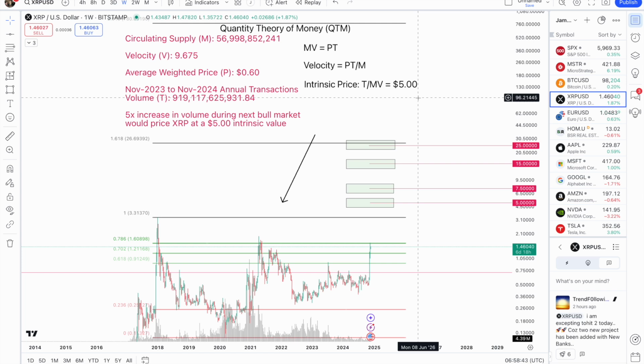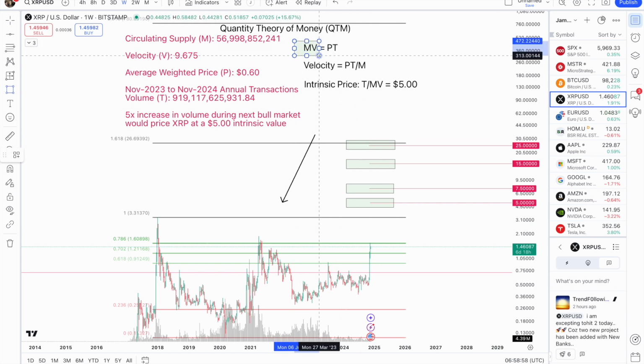These are major demand drivers, and if you know economic theory, if you went to university, you understand that what drives price is supply and demand. Here we're quantifying price by looking at supply, which is MV, and demand, which is PT. Each one of these is going to be a shift on the supply curve. P is a movement along the demand curve, sorry, but T, the volume of transactions, is going to be a shift of the demand curve as well.